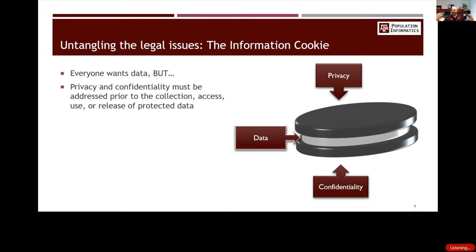Now, when I think of all of these different types of data protections, I like to think of this analogy of the privacy cookie, right? So if we think about data being this tasty filling here, you can't get this tasty filling in the center of this cookie unless you first address the two sandwich parts of that cookie, the privacy and the confidentiality. These are going to exist to sort of protect that inner tastiness. And so when you think of data, you always have to think of what protections exist first.